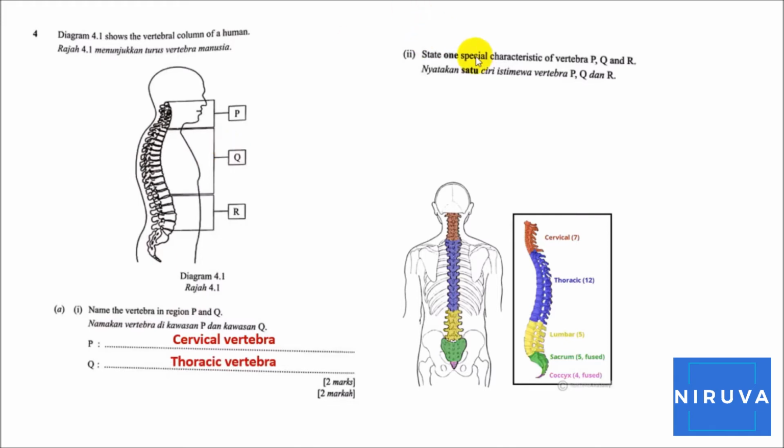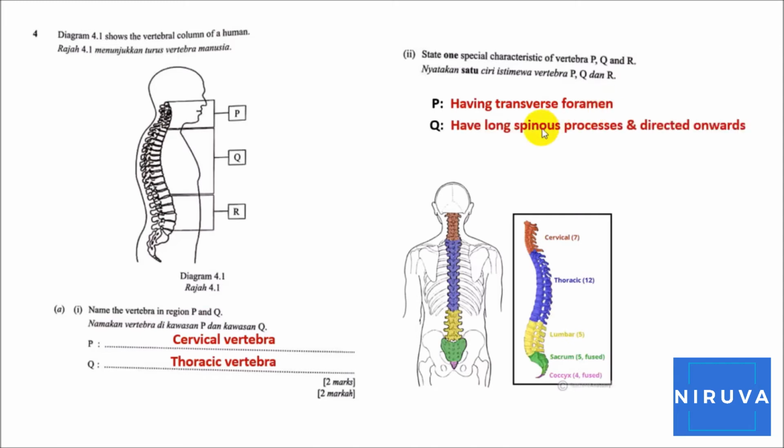Okay, and then number 2, state one special characteristic of vertebra P, Q, and R. Okay, so P has transverse foramen, which are the holes in the transverse processes that give passage to the vertebral artery and vein. And then Q has a dorsal projection known as the spinous process, and it is directed downwards. While R has short and thick processes.